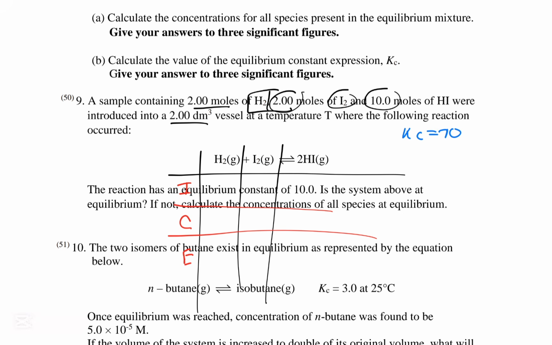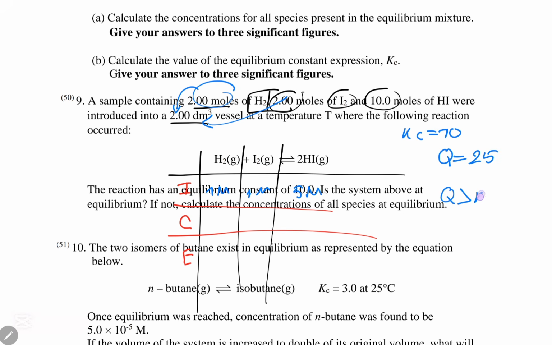So let us see, is my system at equilibrium? How would I figure it out? Very simply, I need to find Q. How do I find Q? I need to use my initial concentrations. So here I have 2 moles divided by 2 decimeter cubed. This is 1 molarity. And then 10 divided by 2, that's 5 molarity. So Q is going to be equal to the concentration of product to the power of their coefficient divided by the concentration of reactant to the power of their coefficient, so 1 times 1. So basically, I got Q to be 25.